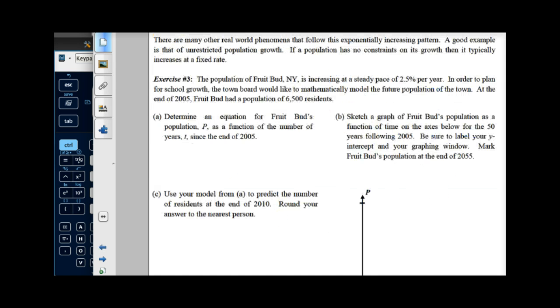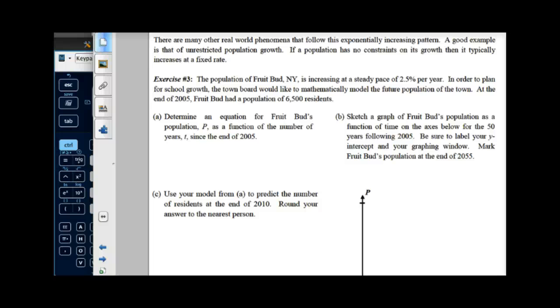Let's look at another example. There are many other real-world phenomena that use this for exponential increasing patterns. A good example is population growth, which is studied over a long period of time. It's typically at a fixed rate. So this is how you can apply this to actual real life, and this is what people do.